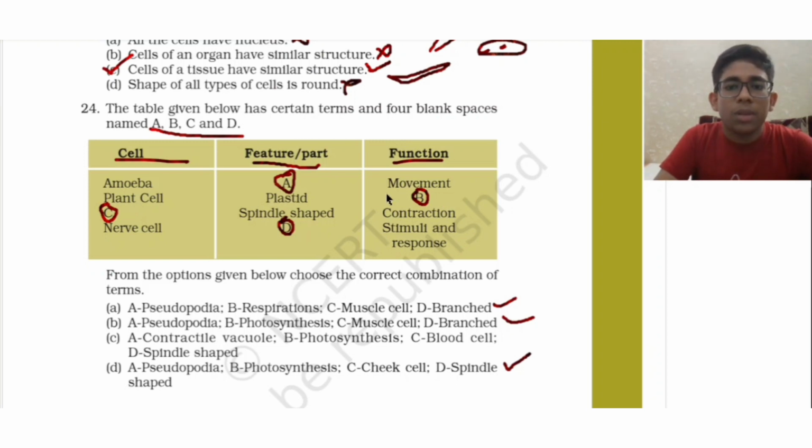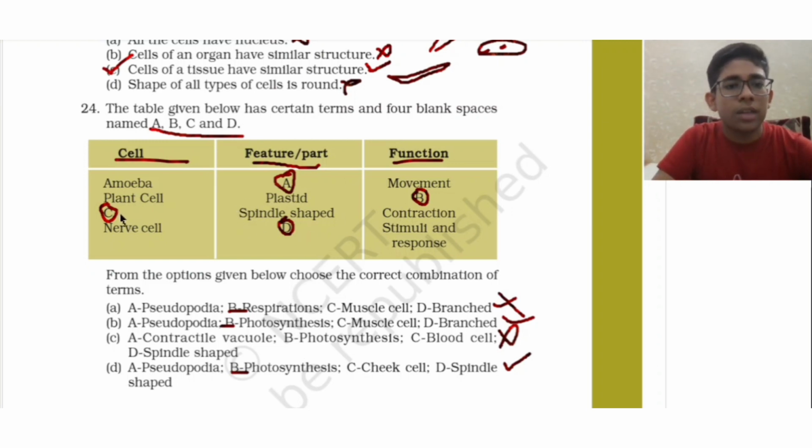The second blank, B. We have plant cell in the second part and its feature is given as plastid. We know that the function of plastids is photosynthesis, that is the chloroplast. So we have to check in which option B has photosynthesis. In this, B has respiration, so this is incorrect. In this, B has photosynthesis, so this is correct. We have already figured out that option C is incorrect because of blank A, so this is incorrect. And option D also has photosynthesis, so this may be correct.